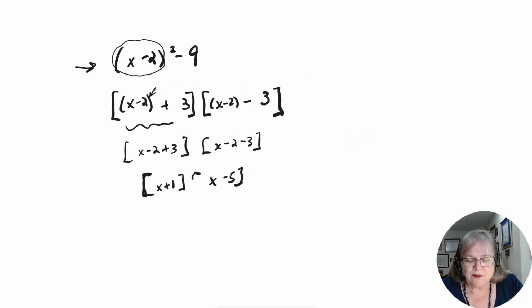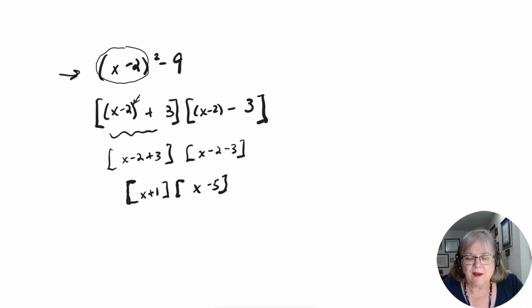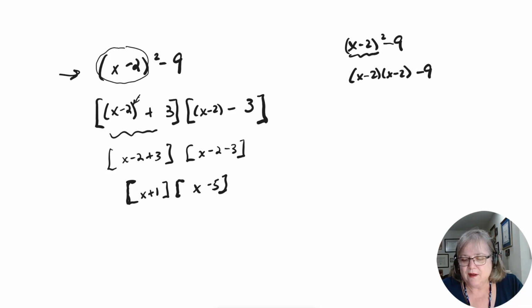So let's do a little checking here a second. If I took this (x minus 2) squared minus 9 and I actually multiplied this out, I'd have x minus 2 times x minus 2. x times x is x squared. x times minus 2 is minus 2x. Minus 2 times x. Minus 2 times minus 2 is plus 4. Minus 9. So I'd have x squared minus 4x minus 5.